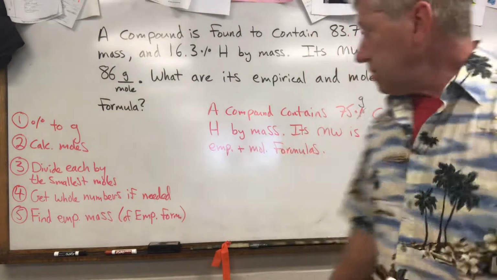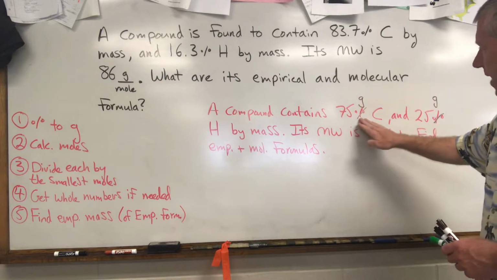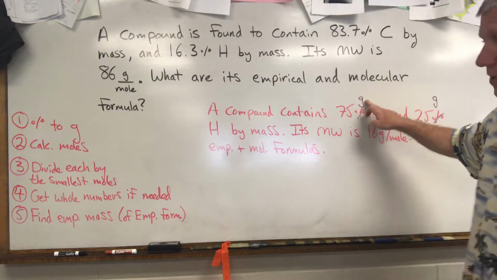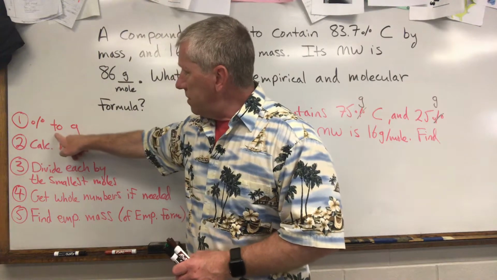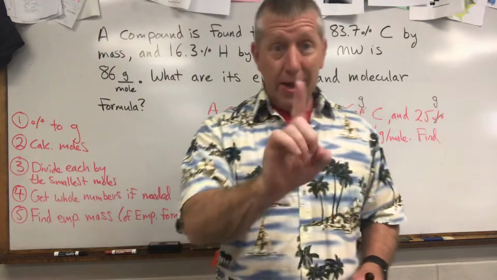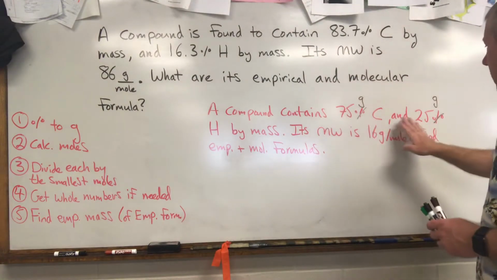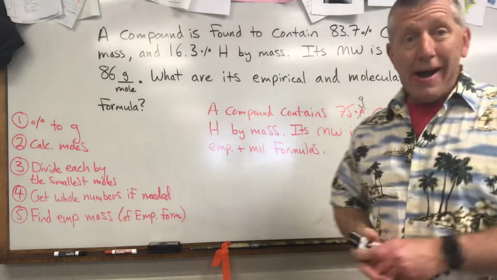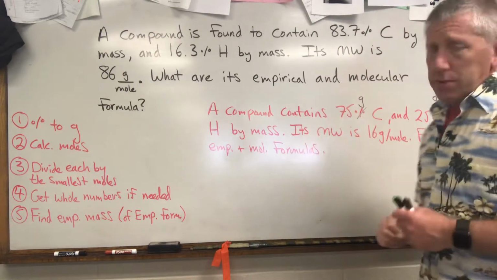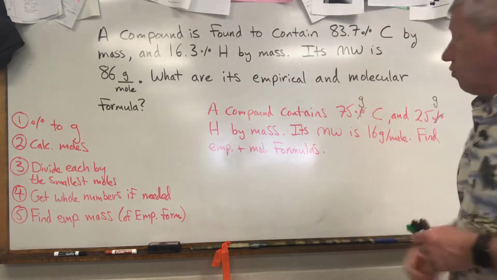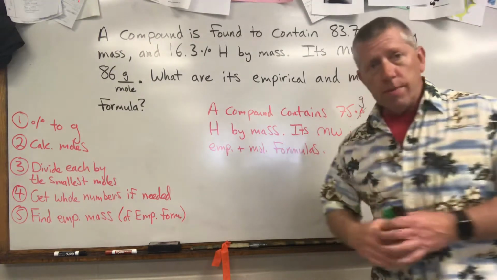Here's a problem. This problem says a compound contains 75%, and I change it to grams. That's actually our first step: take your percents and change them to grams. A compound contains 75% carbon and 25% hydrogen by mass. And its molecular weight, so this compound's molecular weight, is 16 grams per mole. Find the empirical and molecular formulas for this compound.